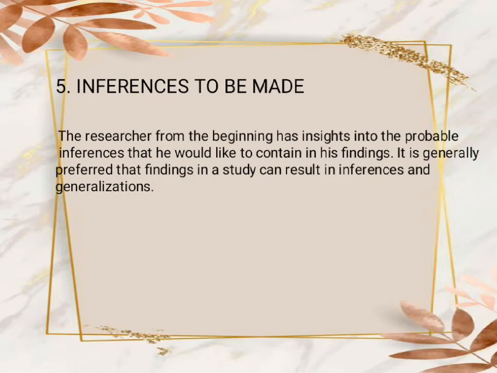The researcher from the beginning has insights into the probable inferences that he would like to contain in his findings. It is generally preferred that findings in a study can result in inferences and generalizations. In this case, a finite population is considered from which a representative sample may be chosen and therefore inferences can be made. Inference is a process whereby a conclusion is drawn without complete certainty, but with some degree of probability relative to the evidence on which it is based.